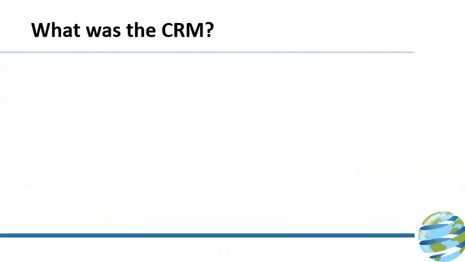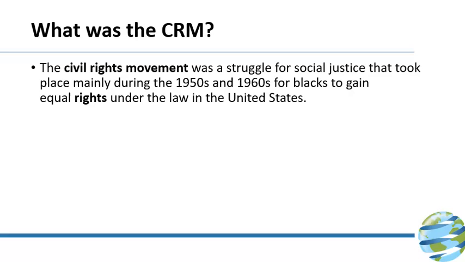What was the Civil Rights Movement then? So a lot of people might be able to explain the events of it, but actually what was it? What is the definition? Well, it's a struggle for social justice that took place mainly during the 50s and 60s for blacks to gain equal rights under the law in the United States, because previously this had not happened.